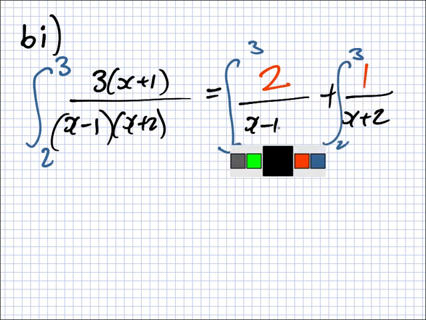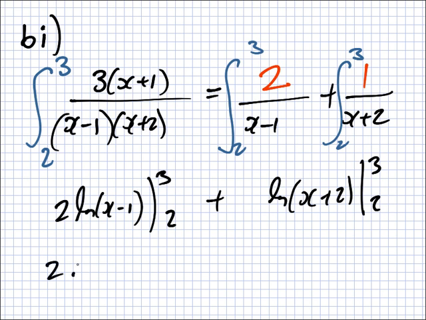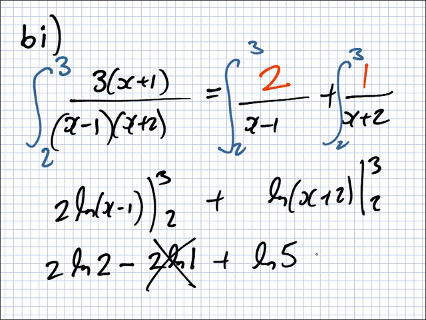Right, what does this integrate to? 2 log x minus 1, plus log x plus 2. And the limits? 3 and 2. Right, let's put in 3 first. What do we get? 2 log 2 minus 2 log 1. What's log 1? 0. Plus log 5 minus log 4.